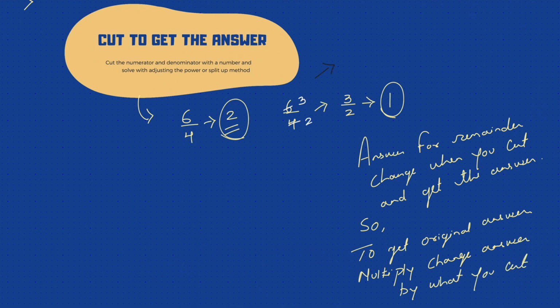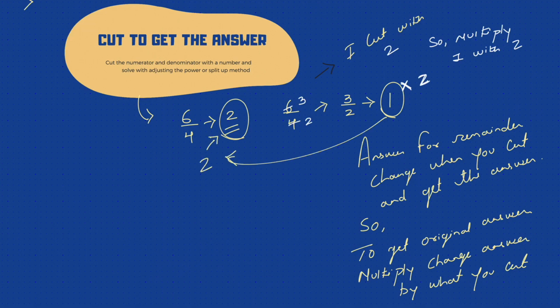Okay, so let's make it simple. 3 divided by 2, the answer that I got was 1, which is not my original answer. The original answer is 2. So what did I cut this by? I cut this by 2, right? So I'll multiply the answer that I am getting, 1, by 2, by what I had cut, to get the original answer of 2. So in case you have to cut, just multiply by what you cut to get the original answer.